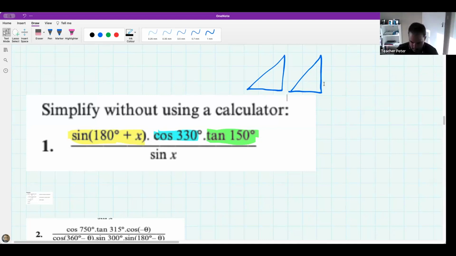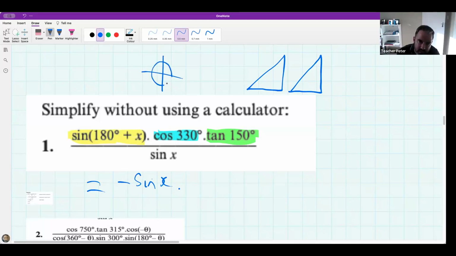And you remember what the special triangles are. Well, let's see. So the yellow one for me becomes minus sine x because it's in quadrant 3. And the cos of 330, well, I'm using the horizontal again. So in this case, that's 30 away.